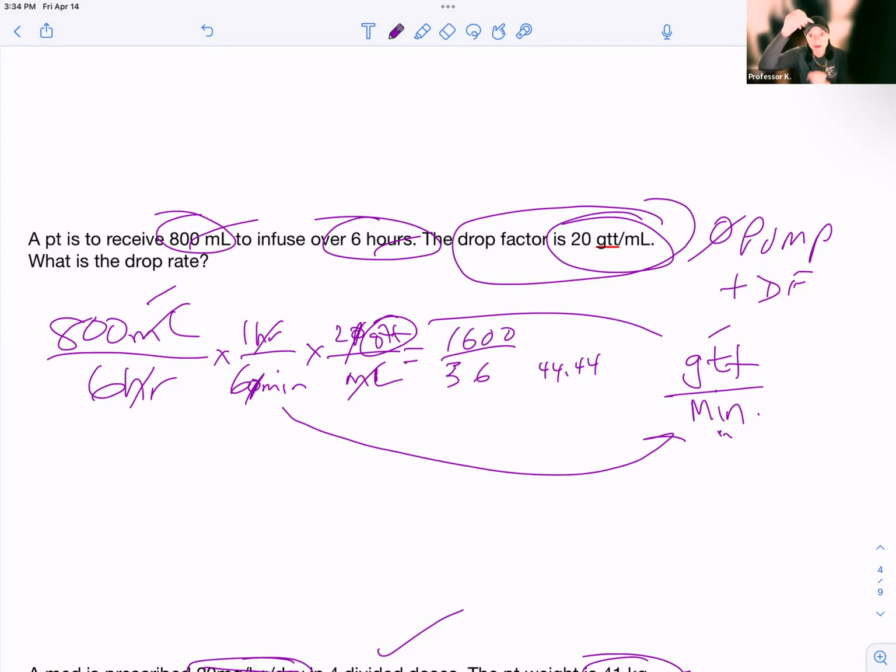I want you to think about that. When that's dropping in the chamber, we can't split that drop. I want you to get that visual. All right. So I have to round to a whole number. So 4 is not 5 and up. So I'm not rounding up. So it's 44 drops a minute.